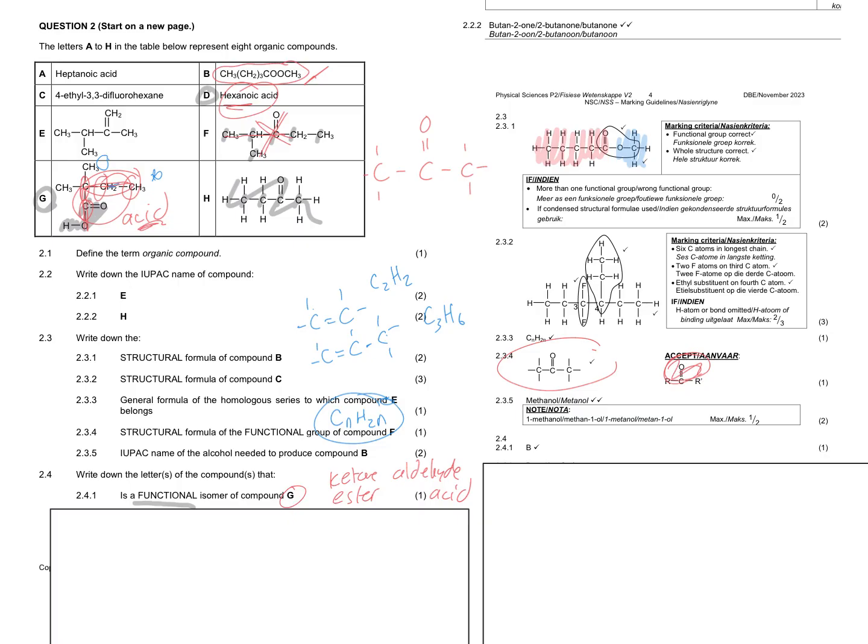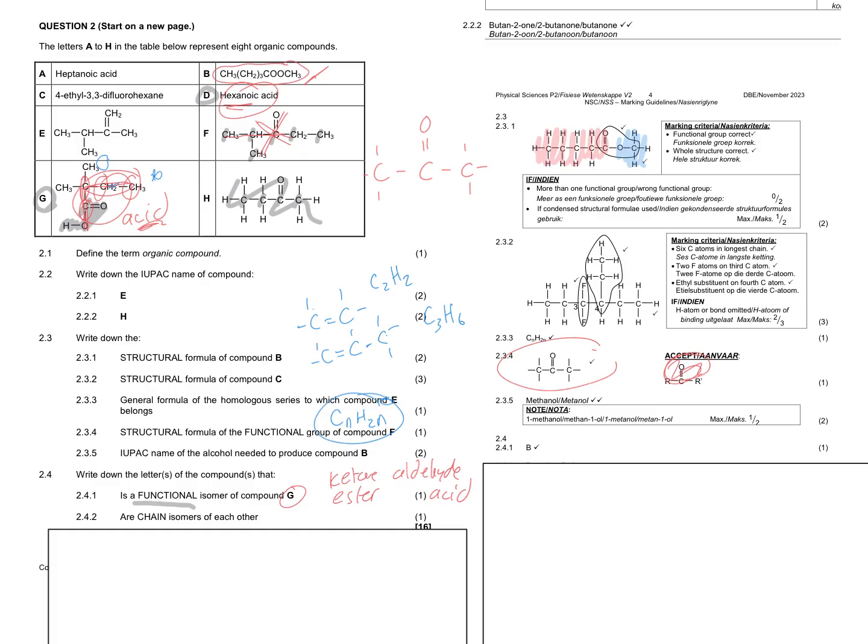2.4.2, chain isomers of each other. It's D and G. It's D and G because D is hexanoic acid. It's an acid with 6 carbons in a row continuously. G is an acid with 4 carbons in a row with these 2 carbons added on. They're added onto the chain. So there's 6 carbons in total, but the longest continuous chain of carbons is only 4. So the chain isomer, this one would be but-, this one would be hex-. That's why it's a chain. There's different chain lengths, making it a chain isomer.